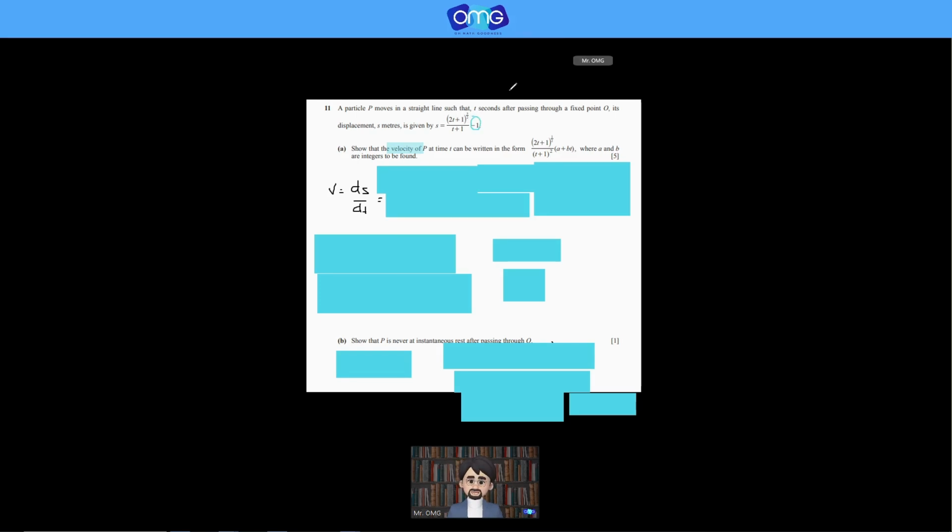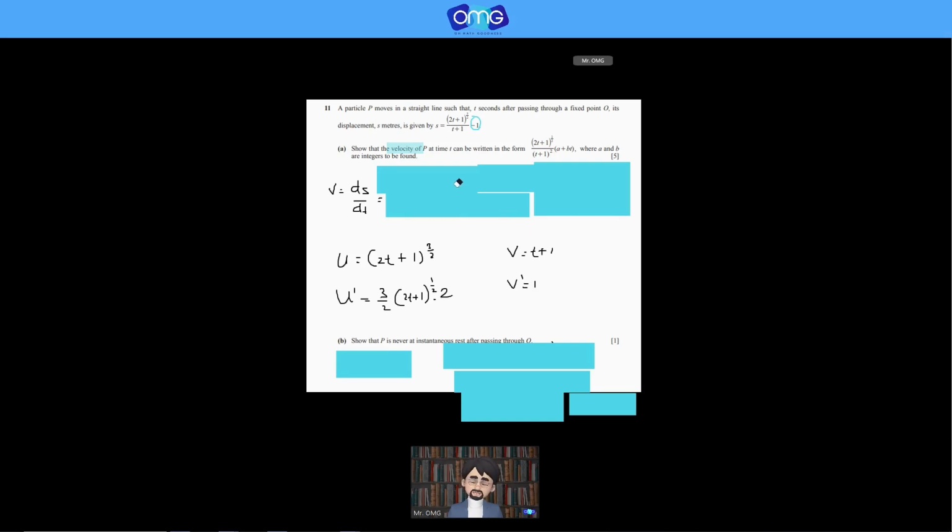The problem is only this one, so we're going to use the quotient rule, where u equals (2t plus 1) to the power of 3 over 2, and v equals t plus 1, and u prime equals this, and v prime equals 1. So let's use the formula (u prime v minus u v prime) over v squared, and when we simplify it, we get this, and this is the answer.